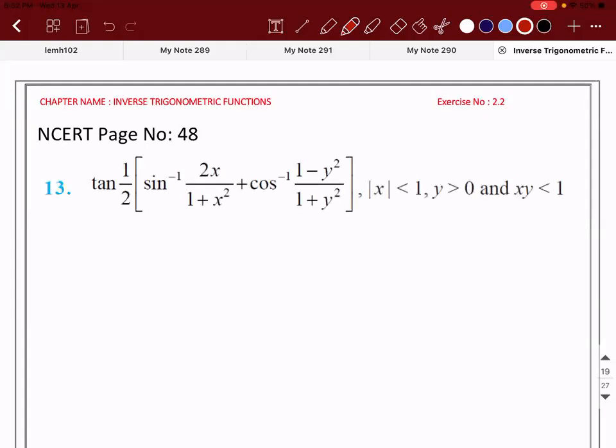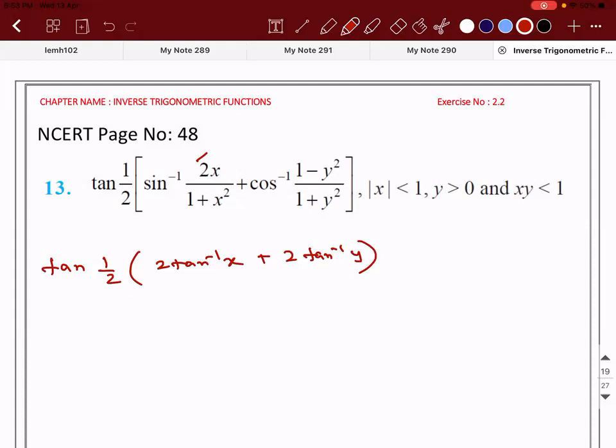Looks complicated, right? Is it complicated? Actually, see, tan of half into sine inverse of 2x by 1 plus x square is 2 tan inverse x plus cos inverse of 1 minus y square by 1 plus y square is 2 tan inverse y. Last property, please see the last property.